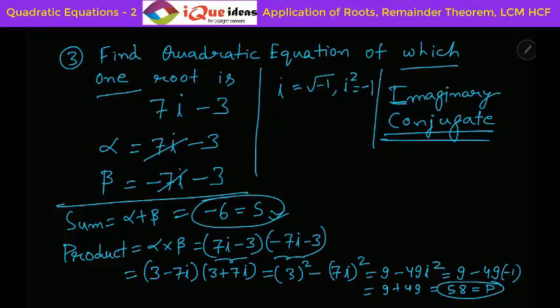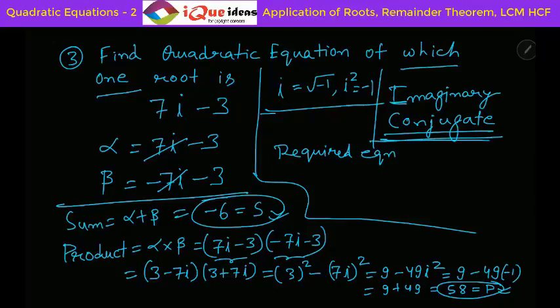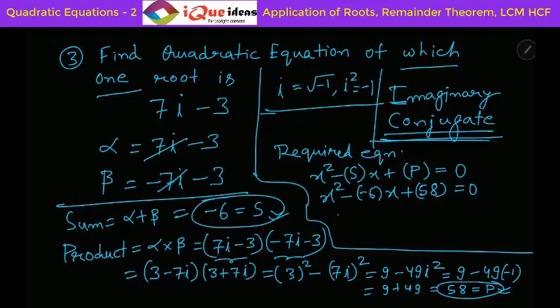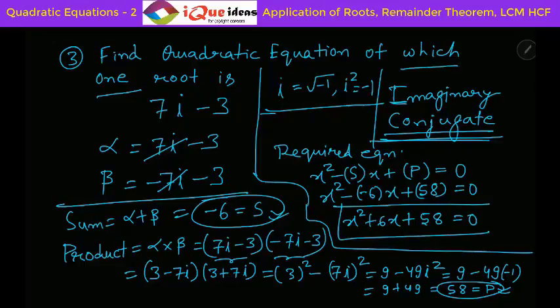So we have our sum of roots as minus 6, product of roots as 58. That means the required equation will be given as, I'll write here, the required equation will be given as x square minus sum of roots into x plus product of roots equal to 0. Here we have, it is x square minus sum of roots is minus 6 into x plus product of roots is 58. So plus 58, that is equal to 0, right? So this means it is x square minus minus 6. So it is x square plus 6x plus 58 equal to 0. So this is the answer of this question.